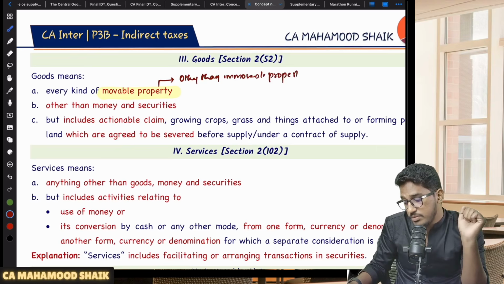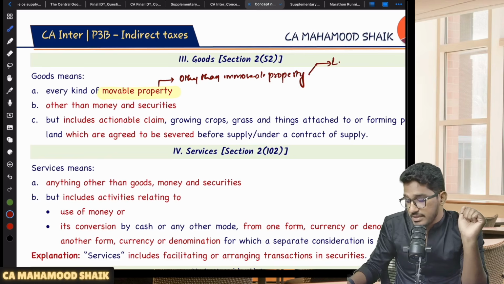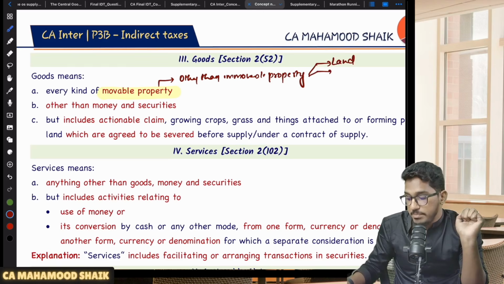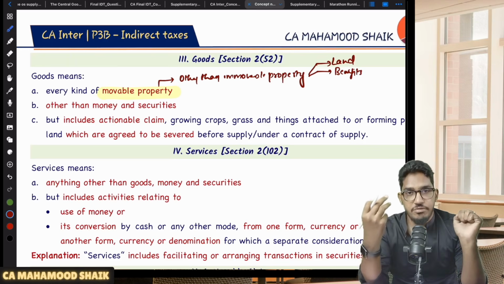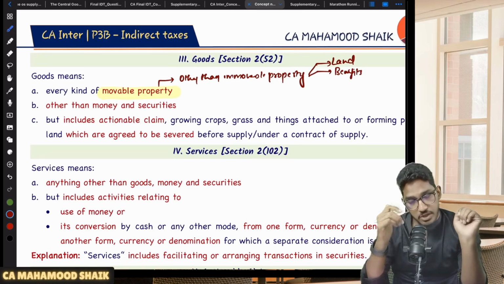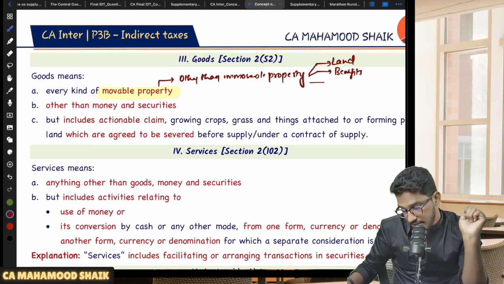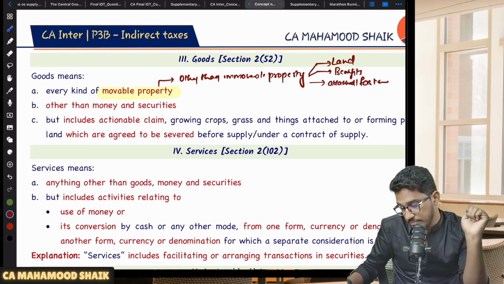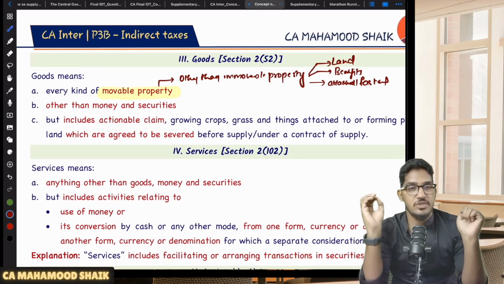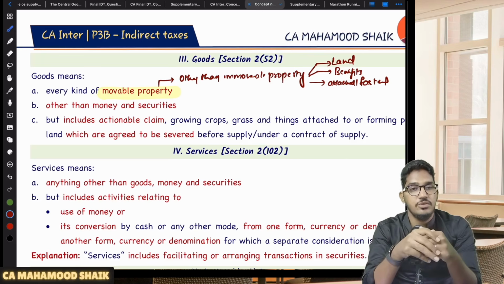Sir, then what is immobile property? Immobile property means land. Land will come under immobile property. And benefits arising out of land, like construction rights and development rights on the land, will also fall under the immobile property definition. Not just that, things which are permanently attached or permanently fastened to the earth also will fall under immobile property.